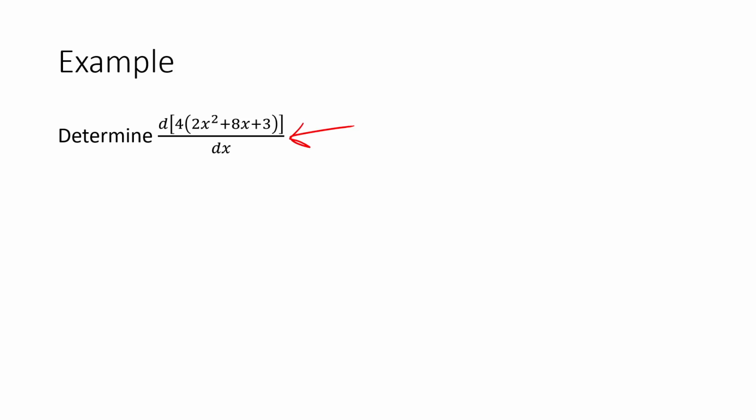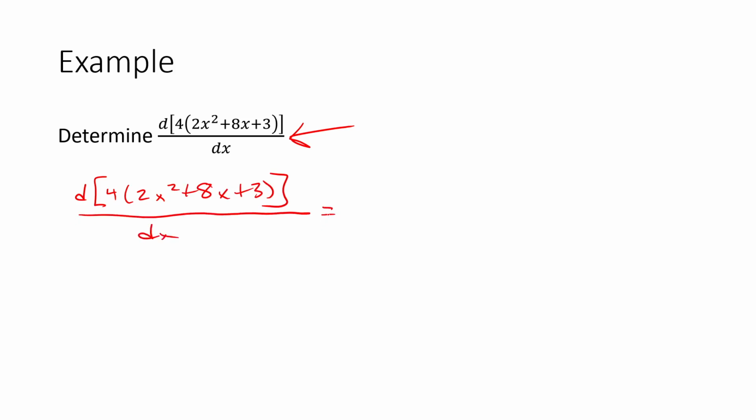What I'm saying there is what's the derivative of 4 times 2x squared plus 8x plus 3 quantity with respect to x? Well, the derivative of that would simply be, we apply the power rule and or the product rule to that right there. And we get 4 times 4x plus 8. And that's the end of the question. Okay.